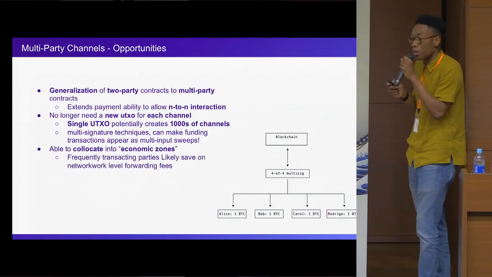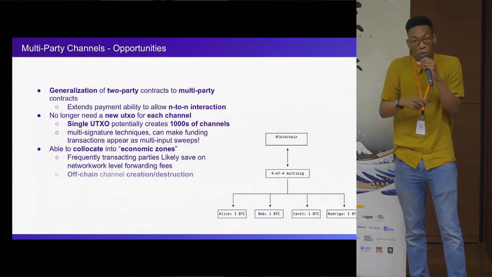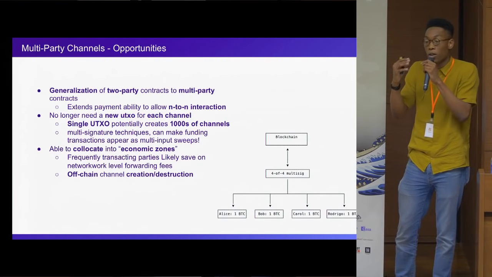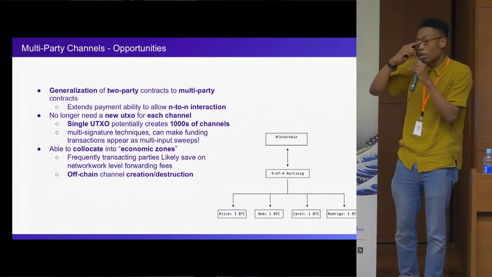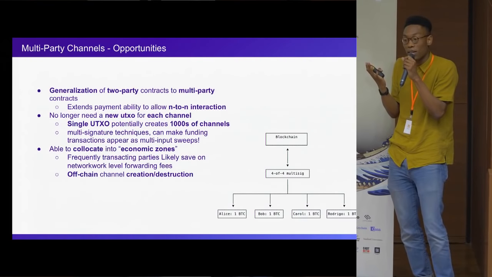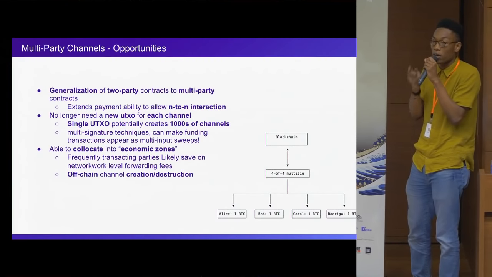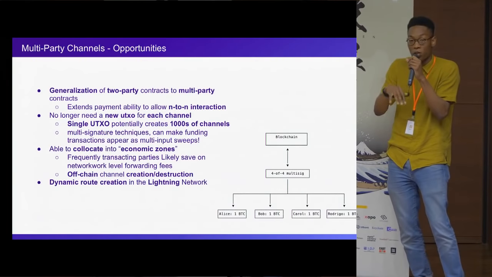The other cool thing about this is you can create co-located economies. These are individuals who will be frequently transacting with each other, so it makes sense for them to be under the same channel, right? Because they're not doing any network-level forwarding on the greater network itself, they can communicate amongst themselves, and now you can save on transaction fees and have much lower latency. We can have different guarantees as far as whether I'll be able to send to the participant or not. The other cool thing is you can actually have off-chain channel creation and destruction, right?